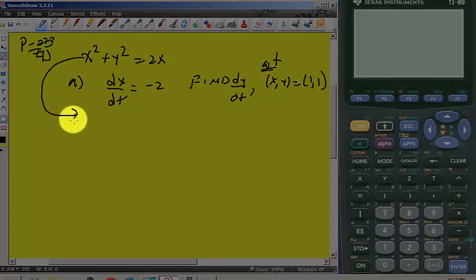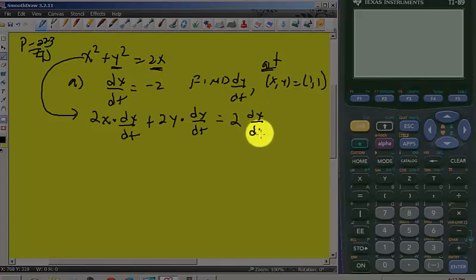We're going to take the derivative of that function with respect to time. So we're going to use chain rule. That will be 2x times the derivative of x. In the past, the derivative of x was 1, but now it's not. It is dx/dt, plus 2y. In the past we said y prime, but now we're going to call that dy/dt, is equal to 2 times the derivative of x, which is dx/dt.